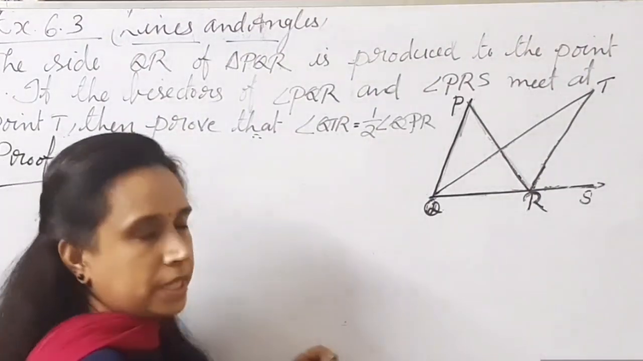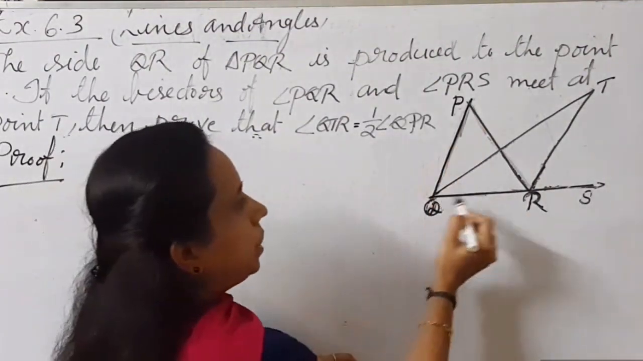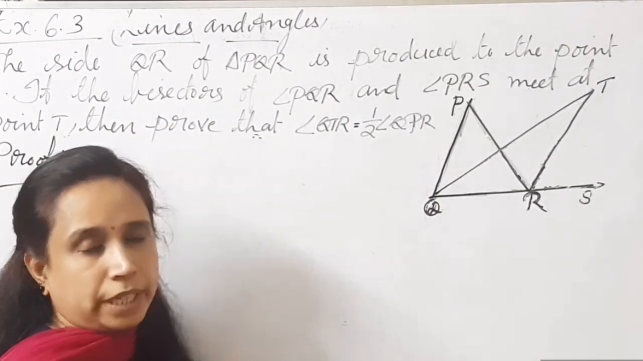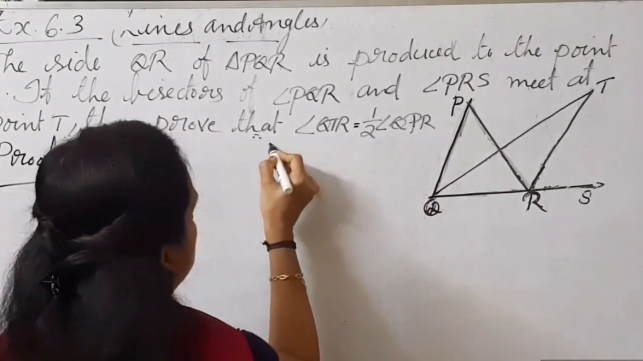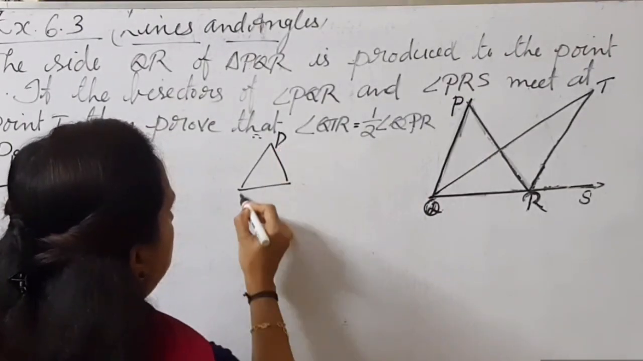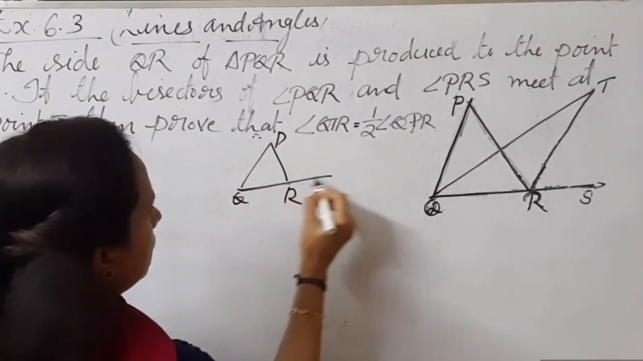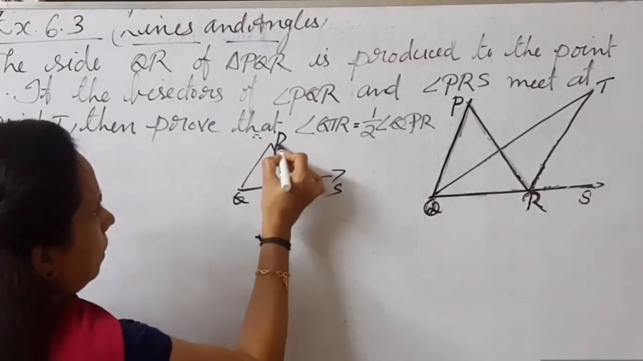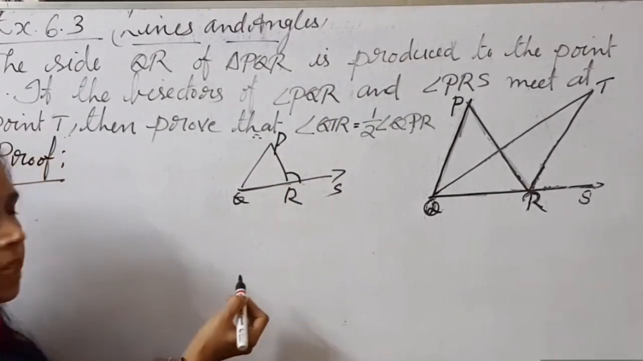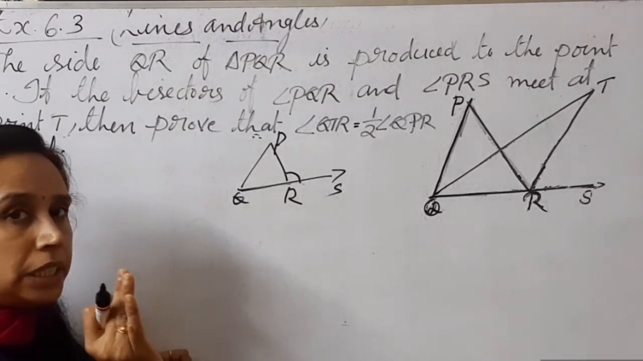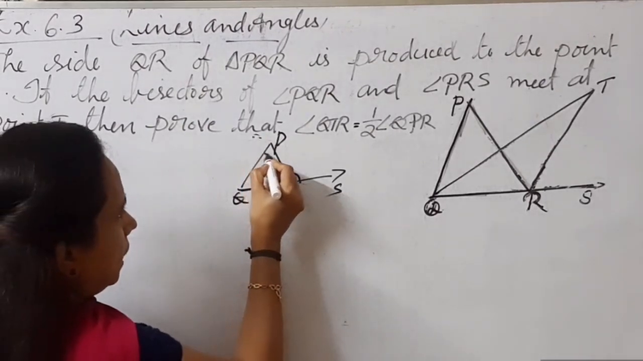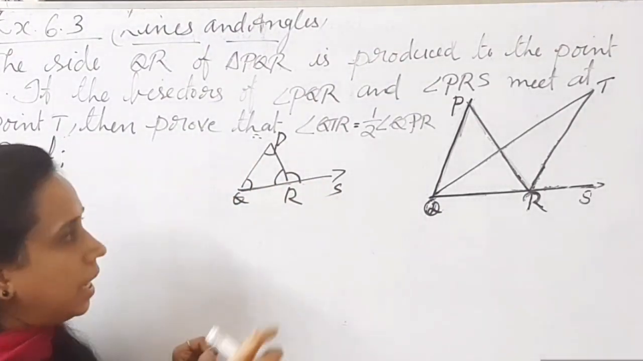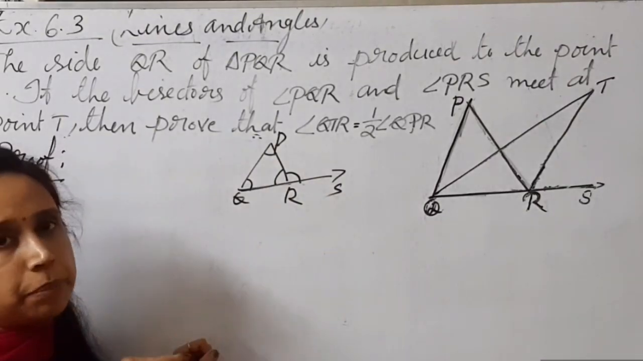Okay, for this, first I am taking this triangle PQR, and I am going to use the exterior angle property of a triangle. Now first I will draw this triangle again, that is PQR, and this QR is produced to the point S. Now we can see that this is the exterior angle of triangle PQR, and there are three interior angles: angle P, angle Q, and angle PRQ. There are three interior angles and one exterior angle, angle PRS.